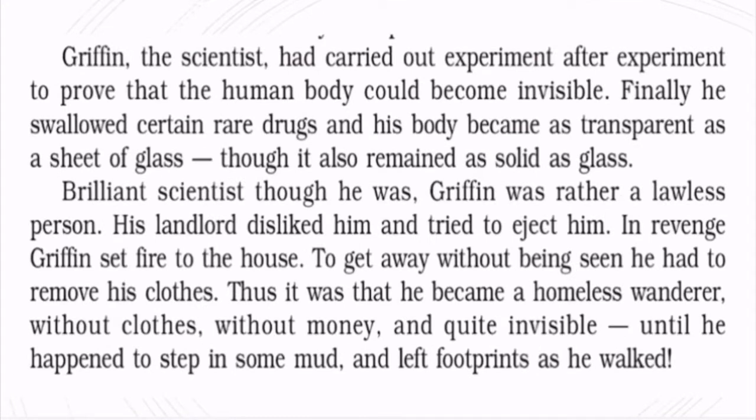Griffin, the scientist, had carried out experiment after experiment to prove that the human body could become invisible. So that scientist's name was Griffin. He had done so many experiments to prove that the human body could become invisible, become transparent. Finally, he swallowed certain rare drugs and his body became as transparent as a sheet of glass. So eventually, finally, he swallowed certain rare drugs. Rare means exotic, and we can say some expensive medicine he took, and he made his body transparent just like a sheet of glass.